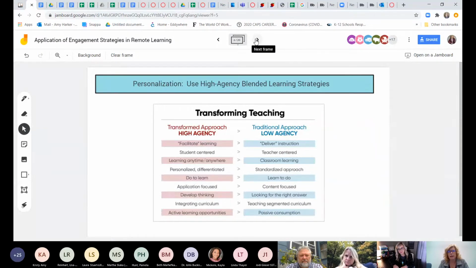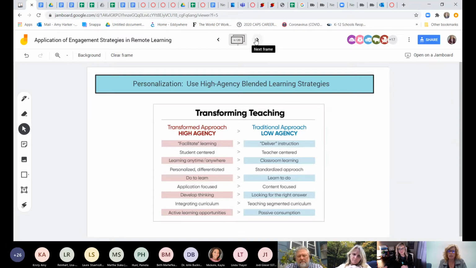Personalization, this is a key area, and I've been working in personalized learning for the last, maybe 15 years or so. And Eric came up with this transforming teaching from low agency to high agency, and talking about the difference between more personalized learning versus the traditional approach. In the high agency, it's about facilitating learning rather than just delivering instruction. Of course, moving to student-centered versus teacher-centered. Learning anytime, anywhere. We talked about the flexibility in the schedules, or just classroom learning. We want it to be personalized and differentiated versus a standardized approach.